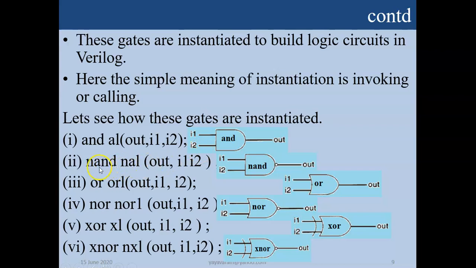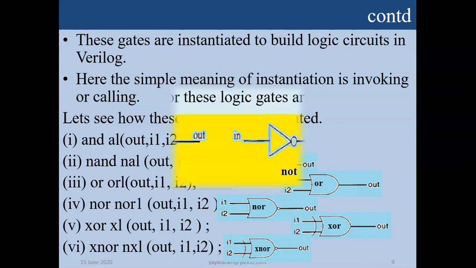Similarly, I call the NAND gate, NA1, NAND gate 1, out, I1, I2. You can see here. Similarly, OR gate, R1, NOR1, out, I1, I2, XOR, X1, out, I1, I2, XNOR, NX1, out, I1, I2. You can see the output, inputs. So this is the way of instantiating or calling, simply in a very crude language I can say, using these primitives, pre-existing gates in your design.